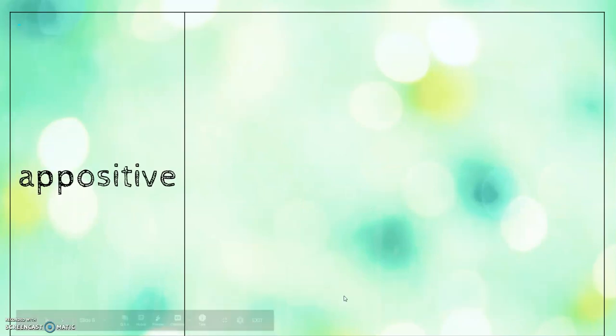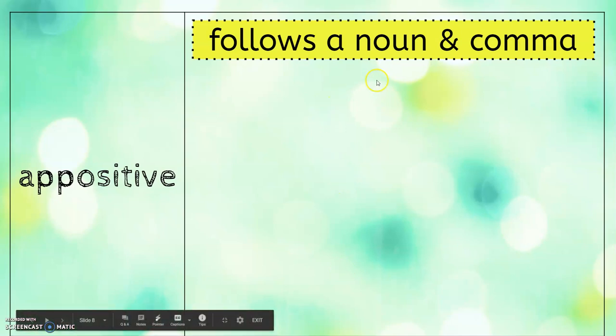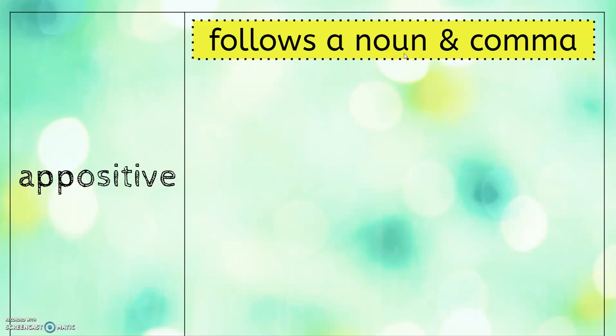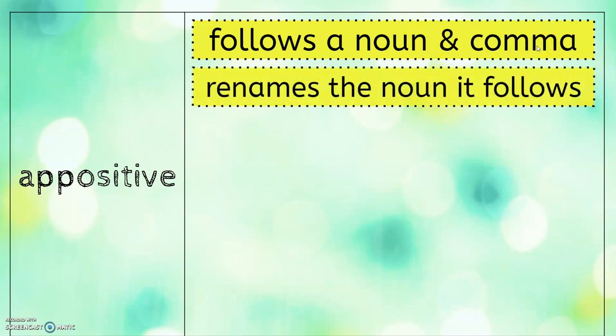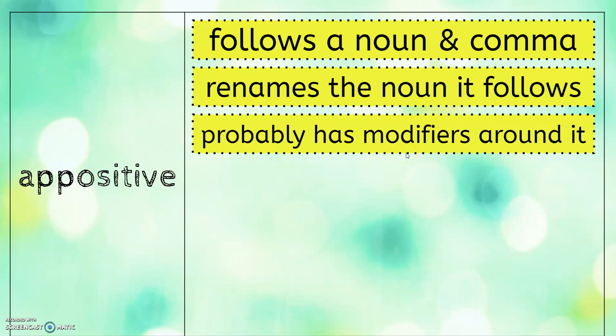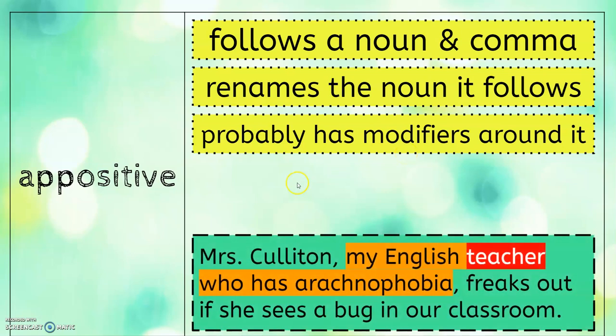Now the last one is an appositive. An appositive follows a noun and a comma in a sentence. That noun is probably going to be the subject or the direct object in a sentence. We're going to see, is there an appositive after that comma? If it is, it's similar to a predicate noun in what it does. It's renaming the noun. It's usually giving a little bit more information, though, because it probably has some modifiers around it. Mrs. Culleton, comma, so if I saw a noun with a comma right after it, then it should signal to me that there might be an appositive.